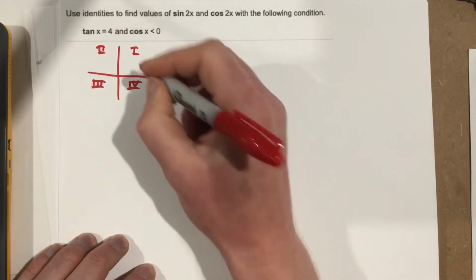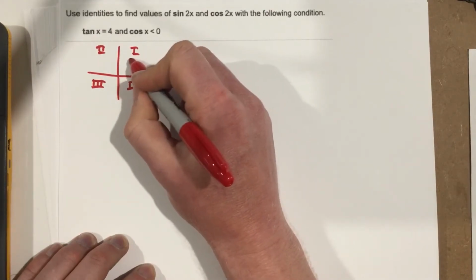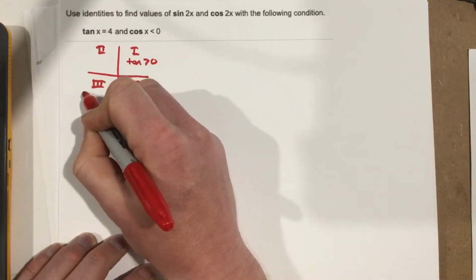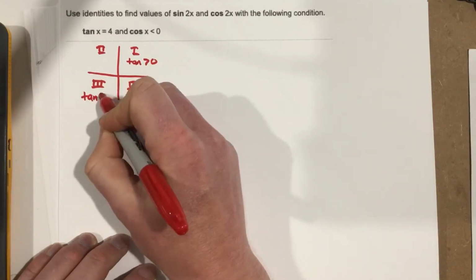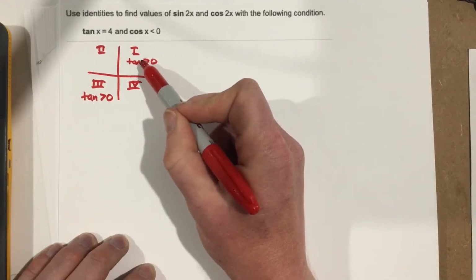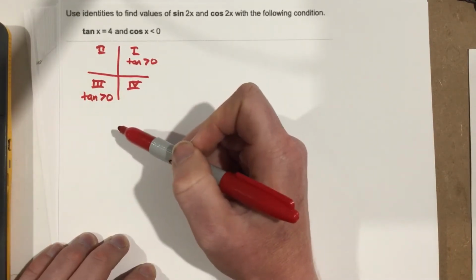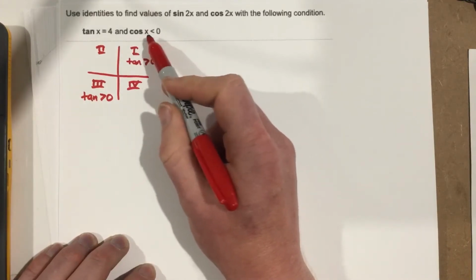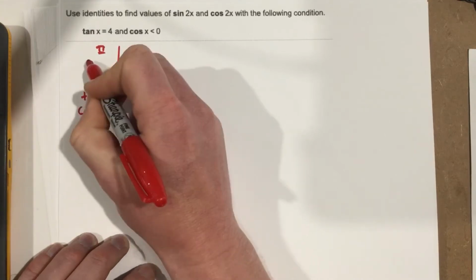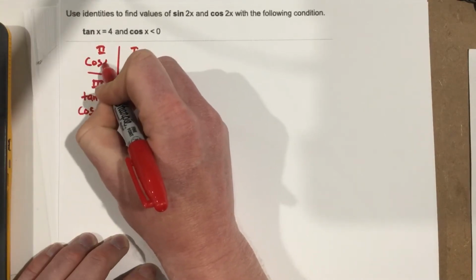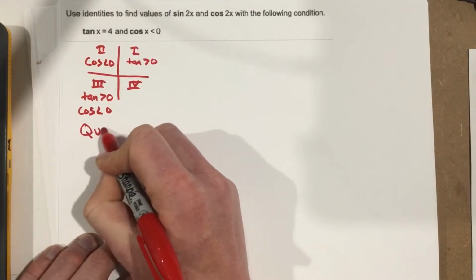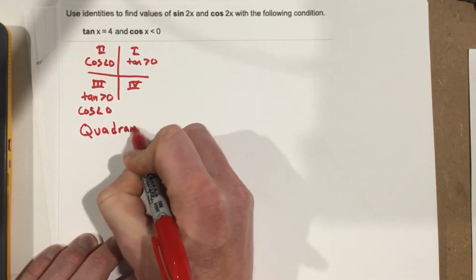We know tangent is positive in quadrants 1 and 3. Because remember, tangent's sine over cosine. So both sine and cosine have to either be positive or they have to be both negative in order for this to work. Cosine is less than 0, quadrant 3 or quadrant 2. What do they share? They share quadrant 3, so that is where we're located, quadrant 3.